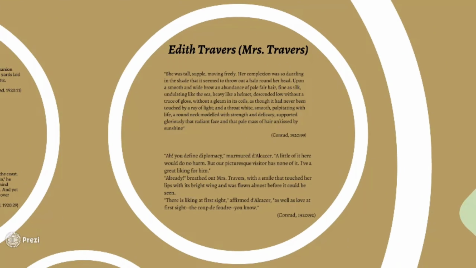For the next character we are going to analyze, Miss Trevor. Edith Trevor, or she is called Mrs. Travers, is the wife. She is the main character of this story. The narrator described Miss Trevor's appearance: she was tall, had bright skin, smooth white eyebrows, and wavy pale hair.